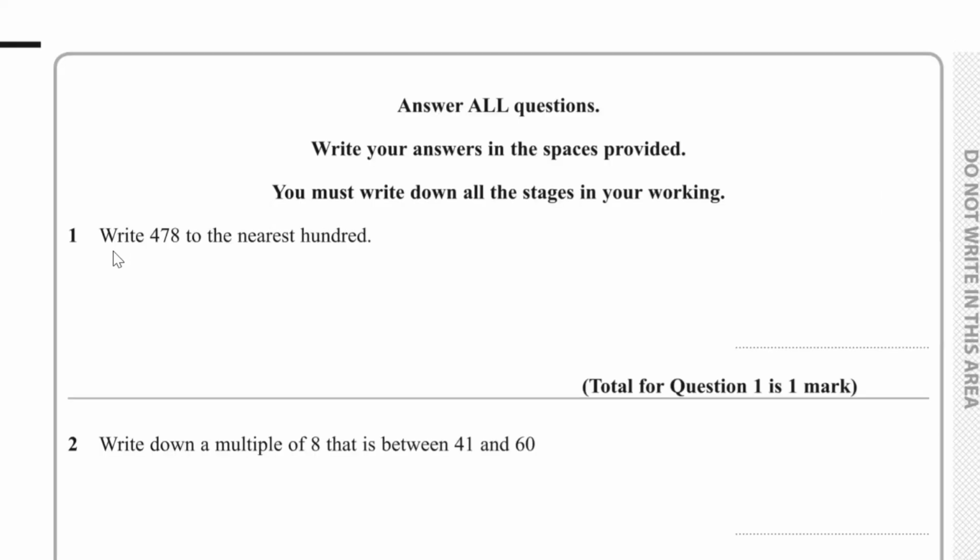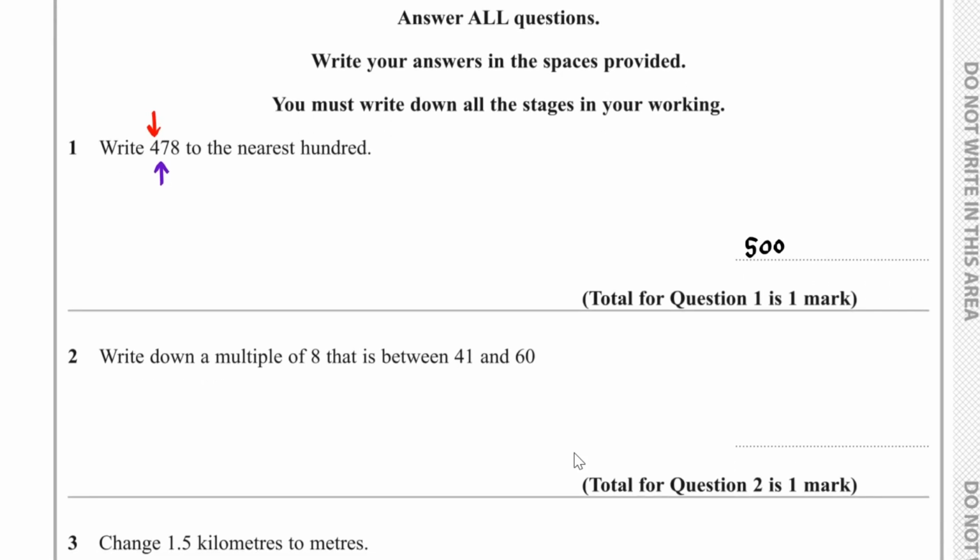Question 1, we have to write 478 to the nearest 100. Well, if we take out the 100s column, the digit after, which is a 7, is 5 or greater, so we round this 4 up to the next digit, so we have 5, and therefore to the nearest 100, 478 is rounded up to 500.